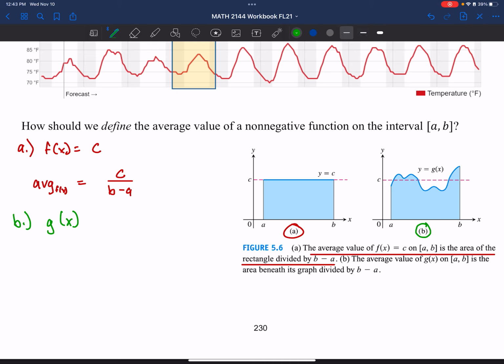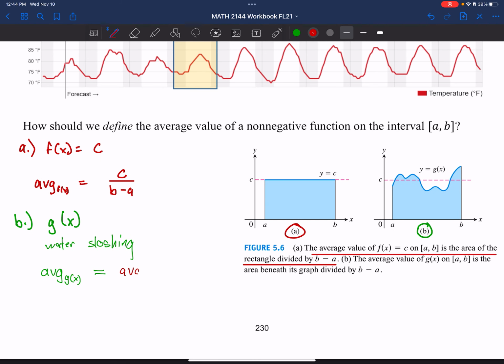So you can imagine what's happening is we basically have water sloshing. That was a fun word, slosh. But what you see right here is that the average for this g of x is actually the same as the average for f of x, because the water does not spill out. There's some low, there's some high, but the average does not change, and you can see that by the dashed green line.